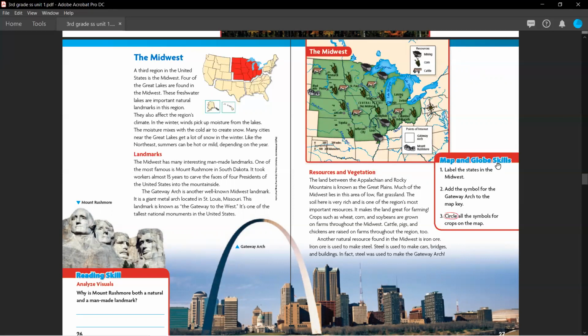Let's take a look at our map and globe skills. Number 1, label the states in the Midwest. So same thing, go back to your map that has the state names, and put the state names in these different states. Number 2, add a symbol for the Gateway Arch to the map key. And number 3, circle the symbol for the crops in the map. So find all the symbols on the map that show crops, and circle all of them.